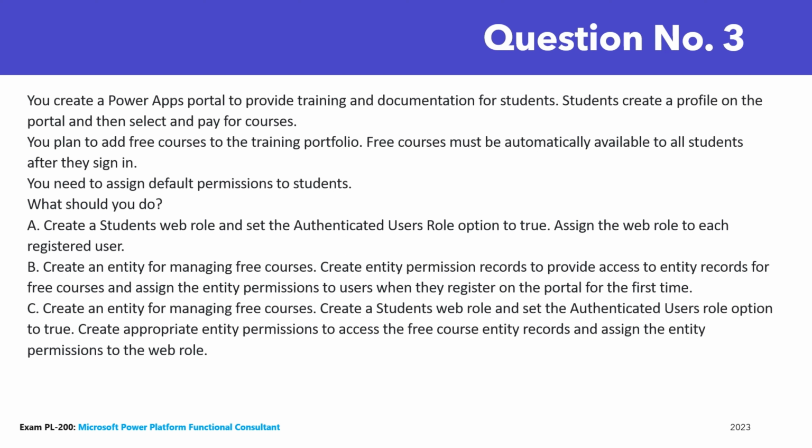B. Create an entity for managing free courses. Create entity permission records to provide access to entity records for free courses and assign the entity permissions to users when they register on the portal for the first time. C. Create an entity for managing free courses. Create a student's web role and set the authenticated user's role option to true. Create appropriate entity permissions to access the free course entity records and assign the entity permissions to the web role. Correct answer, A.